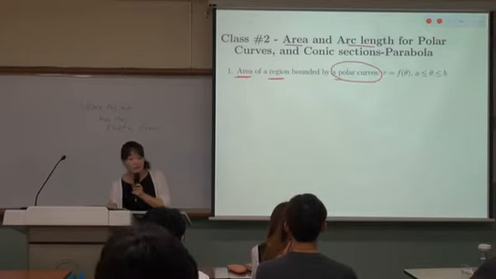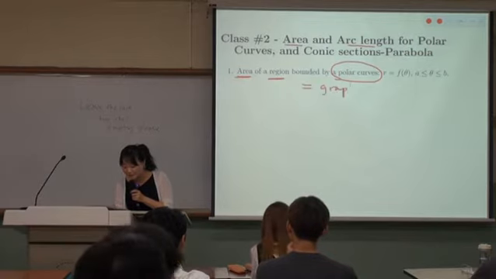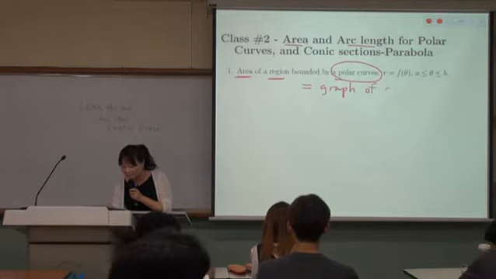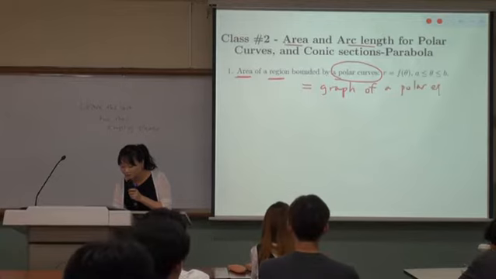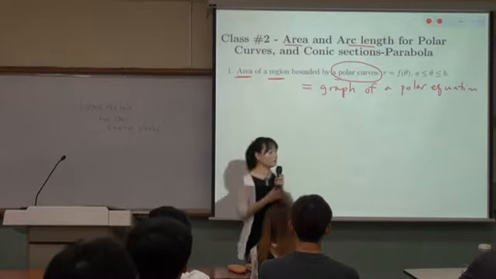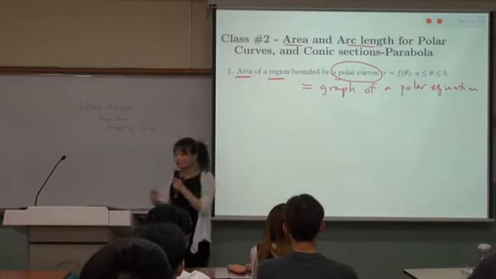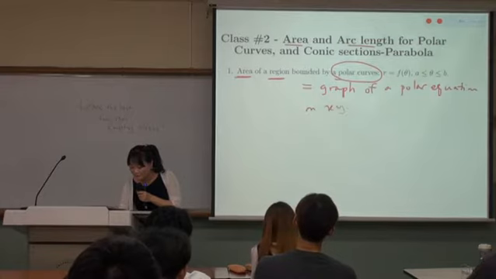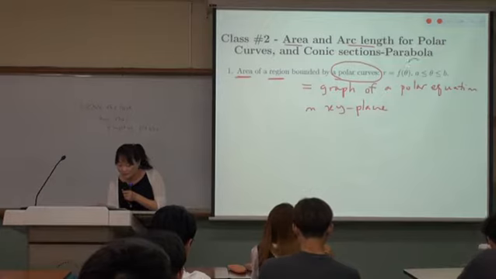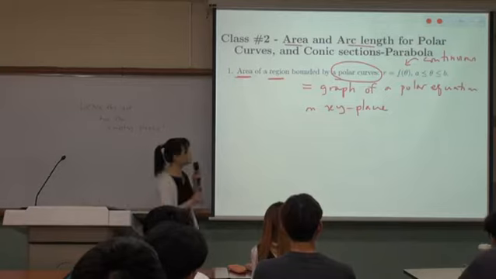What is a polar curve? Polar curve is a graph. Last time we looked at how to graph a polar equation, right? Where did we draw the polar equation? On the plane, on the XY plane. And when we draw the graph, we assume that f is continuous. F is a continuous function.